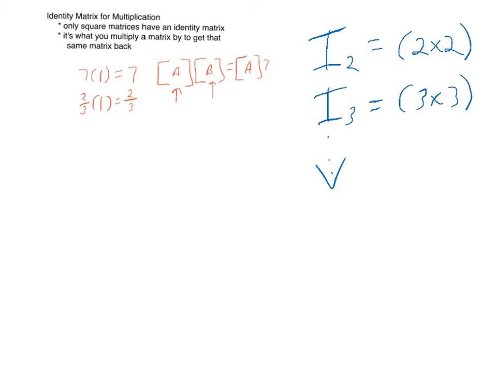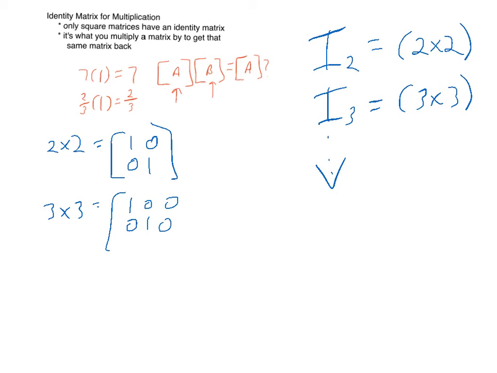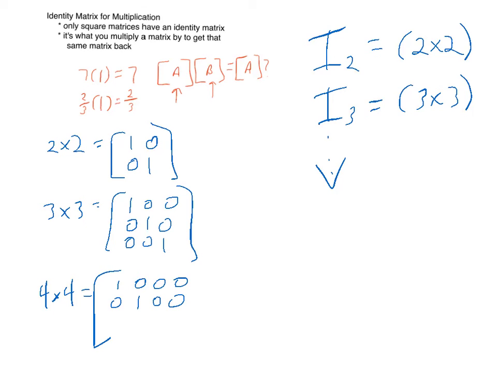Here they are. For a 2 by 2, which is a second order matrix, 1, 0, 0, 1. For a 3 by 3 matrix, 1, 0, 0, 0, 1, 0, 0, 0, 1. For a 4 by 4 matrix, 1, 0, 0, 0. You could just follow the pattern here. I think you're seeing it, and if not, I'll tell you in a second.